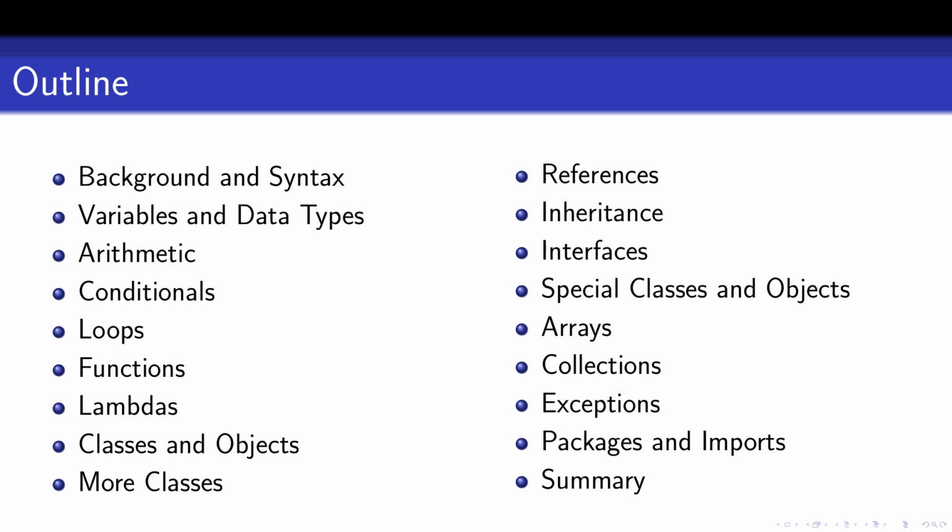We'll start with Kotlin's background and syntax, then explore variables, arithmetic, and control structures like conditionals and loops. Next, we'll dive into functions, lambdas, and object-oriented programming with classes, inheritance, and interfaces. We'll also cover arrays, collections, exceptions, and packages, wrapping up with a summary to tie it all together. This roadmap will give you a solid foundation for creating Android apps.